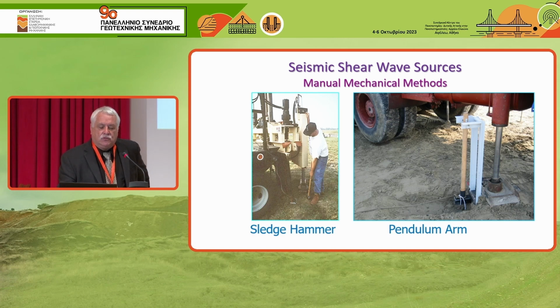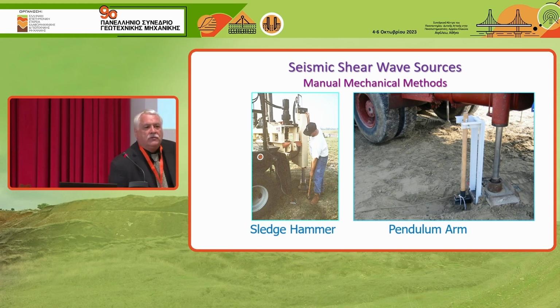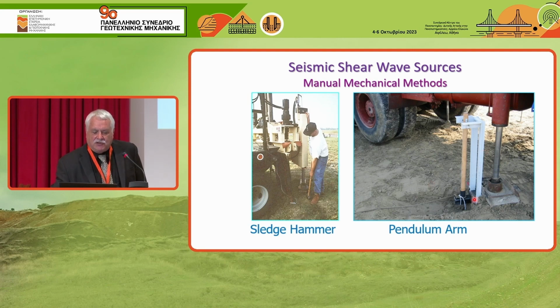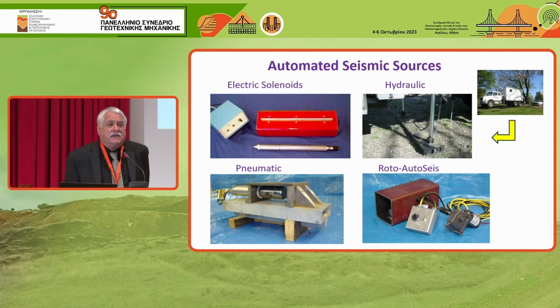The other thing we got into was the source. You can use a sledgehammer. It's very convenient and very inexpensive. It doesn't look very professional. Is that important? I think so. And I don't know how many golfers we have, but how often can you always hit a hole in one? Not very often. So each time you hit it with a sledgehammer, it's a different wavelet. They look different. You can improve that by putting the sledgehammer on a pendulum, but it still doesn't look very good. So we spent 12 years developing autoseis.